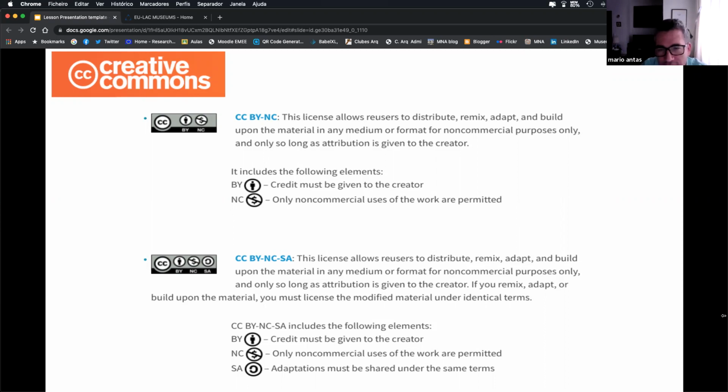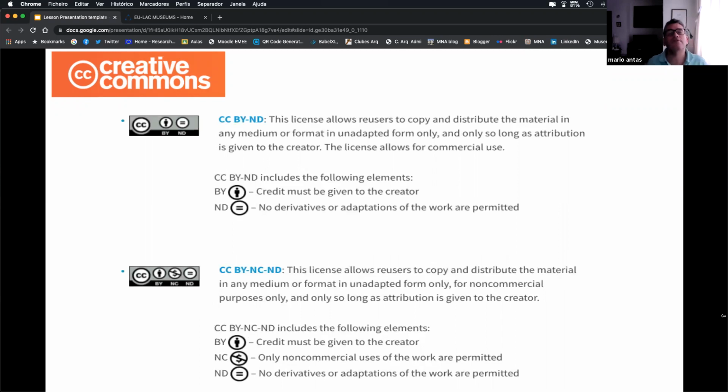That's the most common license used when we're talking about creating educational materials in museums. And we have also CC BY-NC-SA, which is another type of license: credit must be given to the creator, of course only for non-commercial use, and adaptations must be shared under the same terms. And the most restricted licenses are CC BY-ND. In these licenses, of course, reusers can copy and distribute the material, also giving credit to the creator, but no derivatives or adaptations of the work are permitted. And the most restricted license is CC BY-NC-ND.